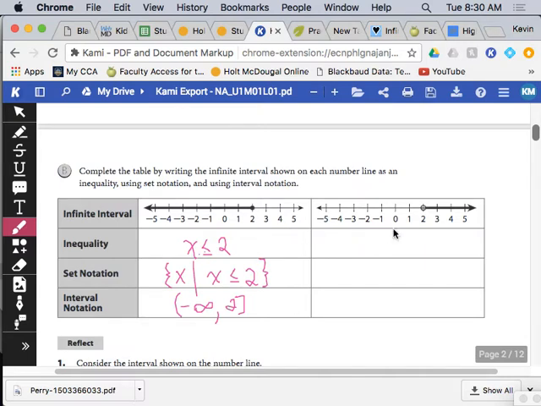Now here, do I have a beginning, class? Yes, on the right. Do I have an end? No. Okay. 2 is exclusive, so x is greater than 2. Once again, we go to our set notation: the set of all x such that x is greater than 2.